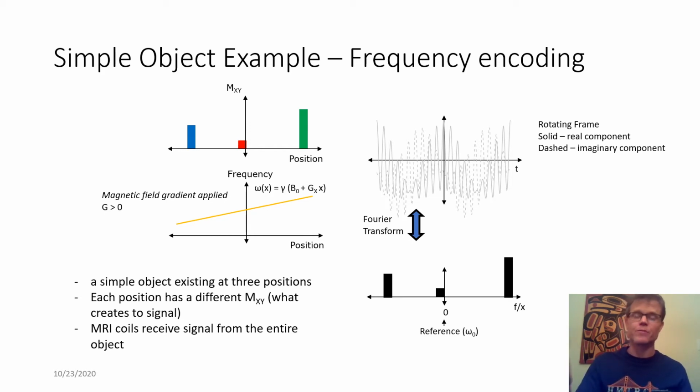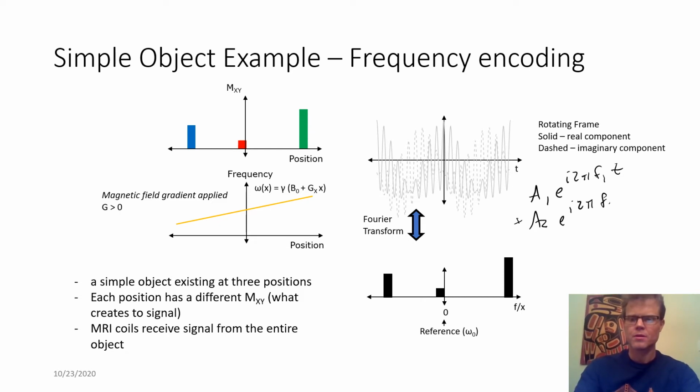And this is where we need the Fourier transform to disentangle or to resolve these different locations, which are based on the different frequencies in this signal. Okay, so what this signal here is, it's the sum of 3 sinusoids at different frequencies with different amplitudes. We could write that mathematically like so.